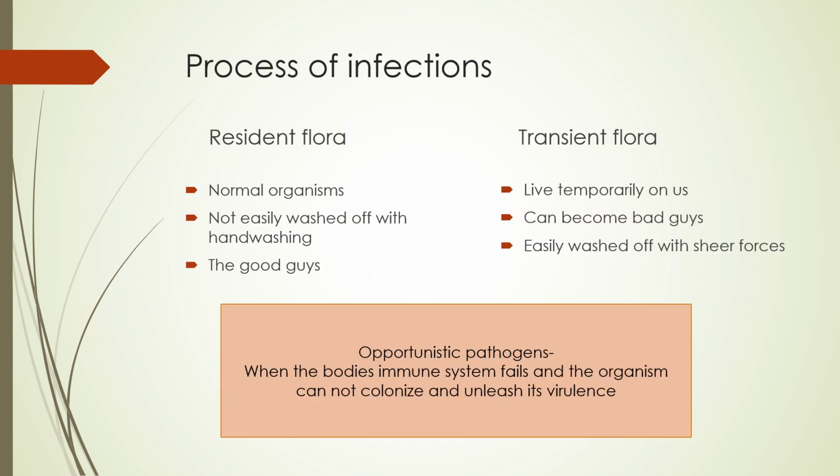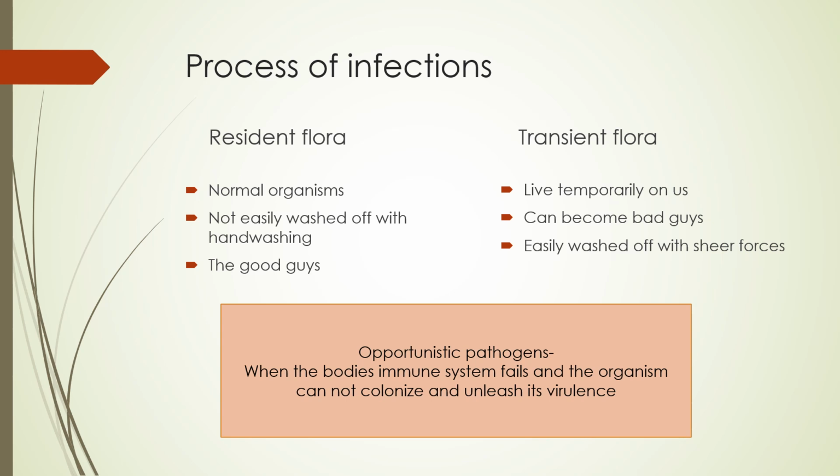So let's talk about the process of infections. We have a couple different types of organisms that live on or within our body. One is called resident flora. These are normal organisms, and usually our normal organisms outnumber the pathogens about 10 to 1. They're not easily washed off with hand washing, and these are kind of the good guys. We want them to live on or within our body. In fact, we have about 3 pounds of microbes living on or within us at any given time.